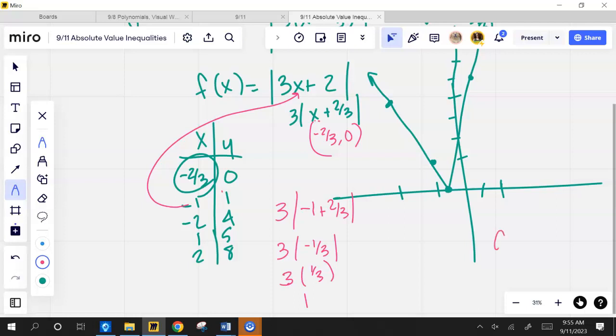Yes, the domain here would be negative infinity to infinity. What about the range, though? What'd you say? 0 to infinity. Inclusive or exclusive? Inclusive. Include it with a bracket.